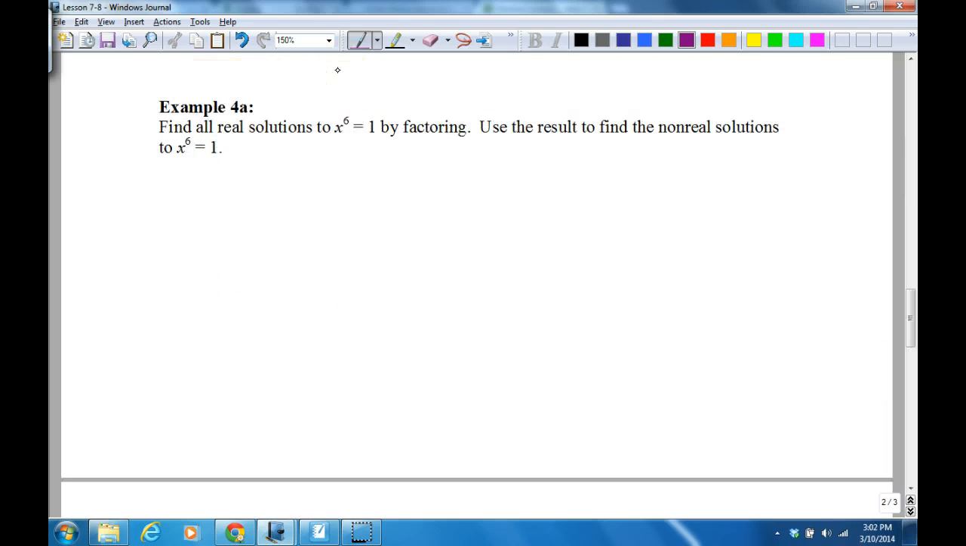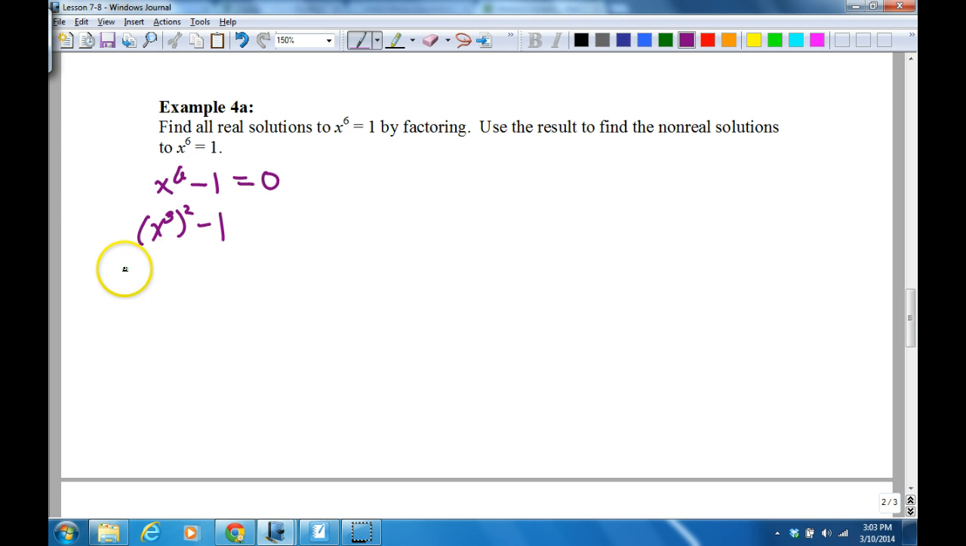All right, this is another example of chunking, believe it or not. Okay, so you can reset this up as x to the 6th minus 1 equals 0. I'm just bringing the 1 back to the other side of the equation. Okay? And you can actually look at this x to the 6th. This is the same thing as saying x to the 3rd, to the 2nd, correct? Okay, so I have a difference of squares here.